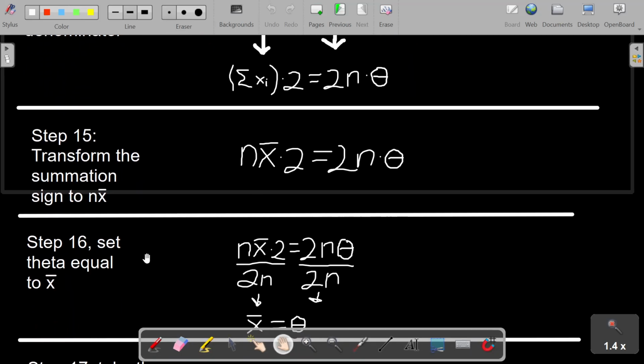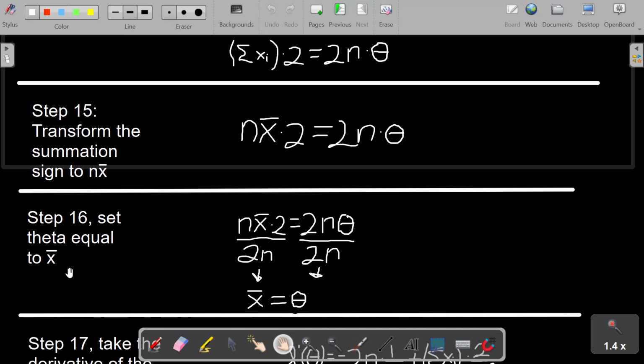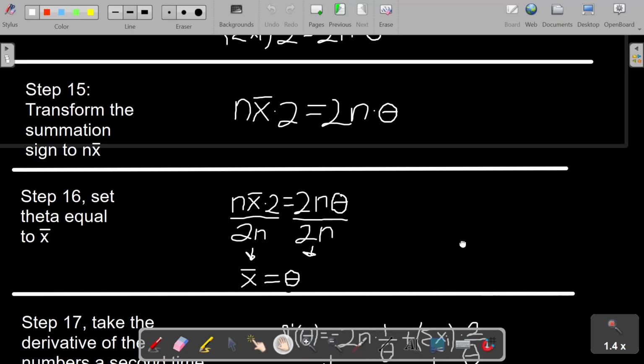Step 16, set theta equal to x bar. So here we divide by 2n and 2n on both sides, and then we get x bar equal to theta. Now we have solved the first part of the maximum likelihood equation.